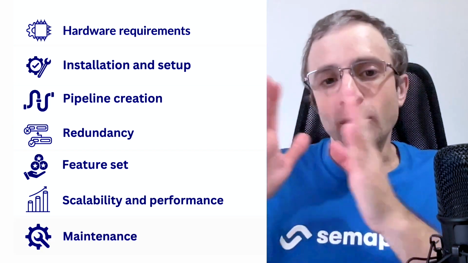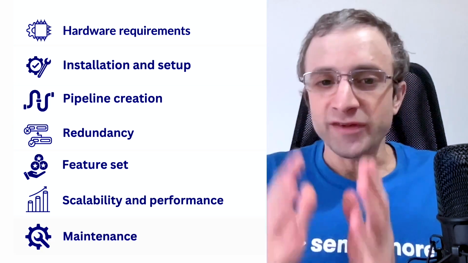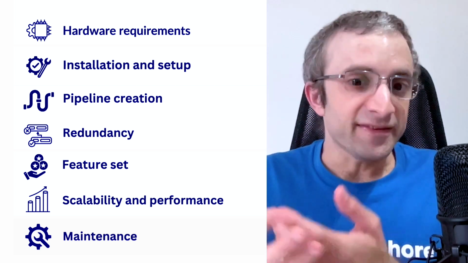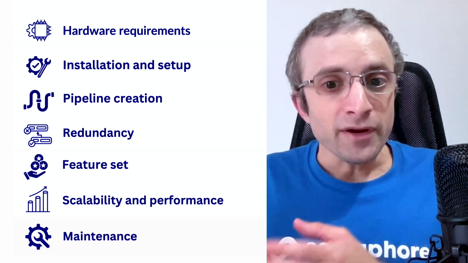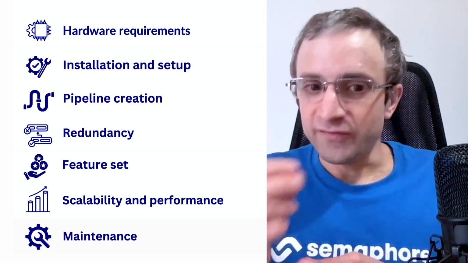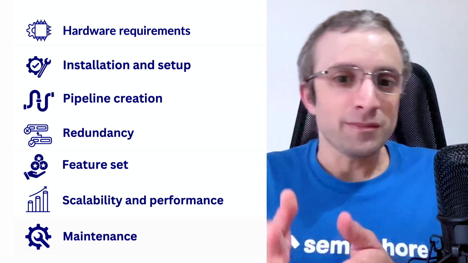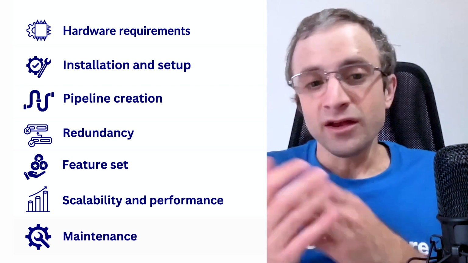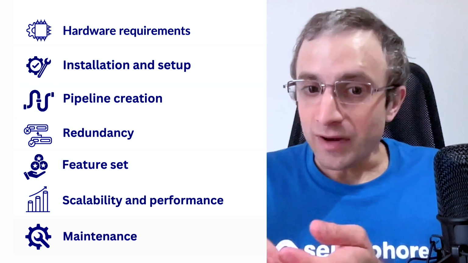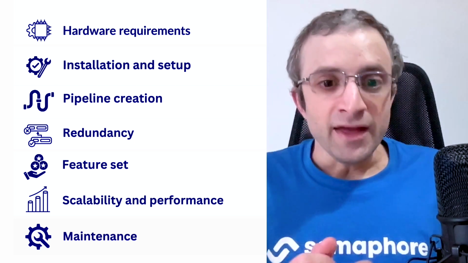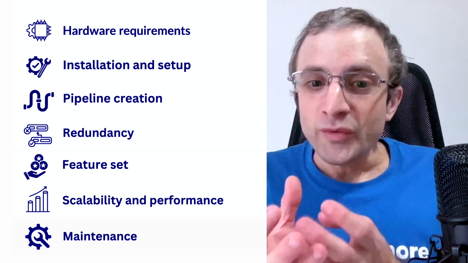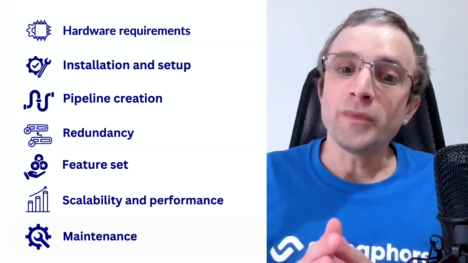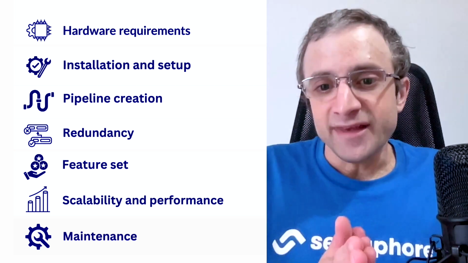For that, I'm going to compare Jenkins and Semaphore CE on these categories: hardware, what infrastructure we need to run the CI; installation and setup, how easy it is to install and set up for the first time; initial setup and pipeline creation, how easy it is to use the CI and create pipelines; redundancy, how resilient your platform is; the feature set, scalability and performance, how easy it is to scale up the CI as your project grows; and maintenance, how much effort it takes to maintain the CI over time.